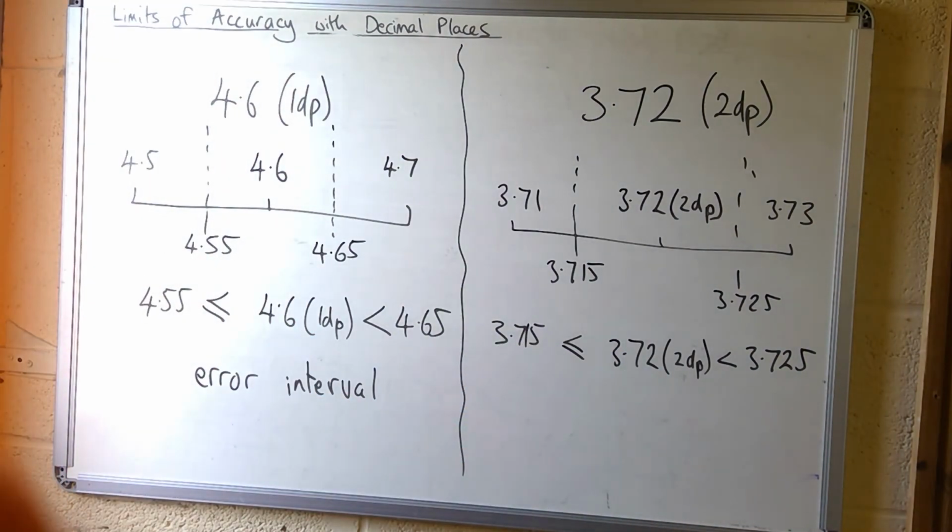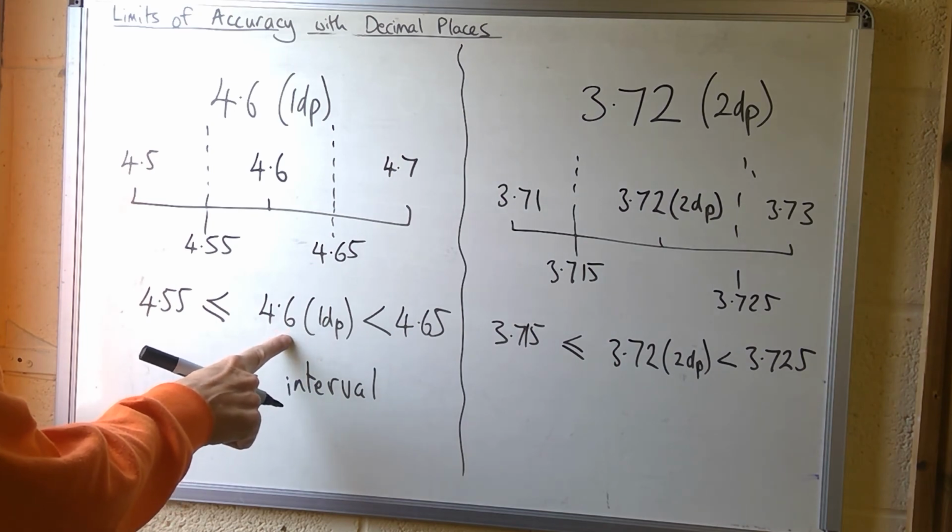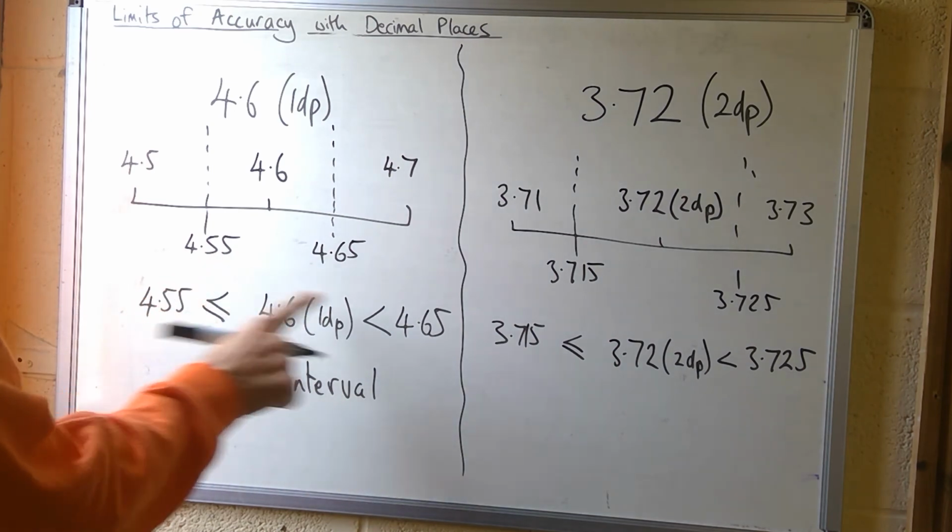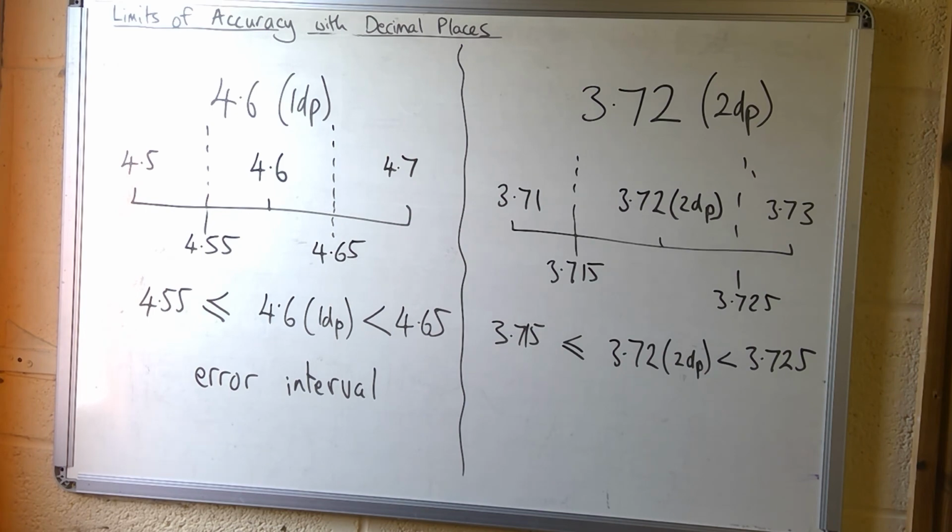When the number's been rounded to one decimal place, the lower and the upper bounds will have two decimal places. And this is a pattern that will continue.